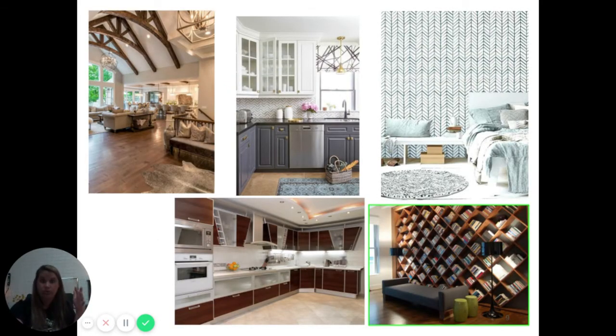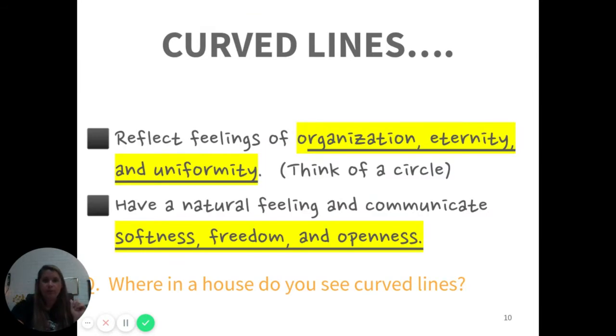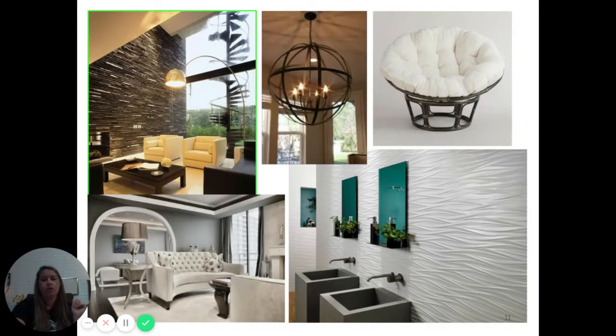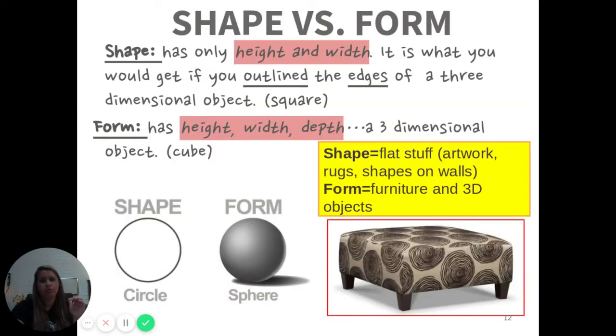My eyeballs are intrigued. Curved lines are organization, eternity, uniformity, softness, freedom, and openness. All these are calm, but they're not calm in the same way as horizontal lines are. All these good free flowy lines in these pictures.